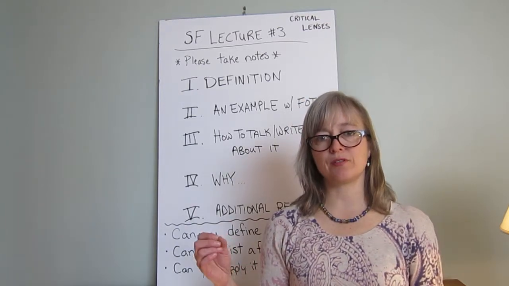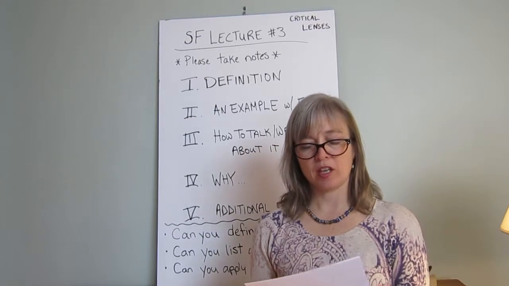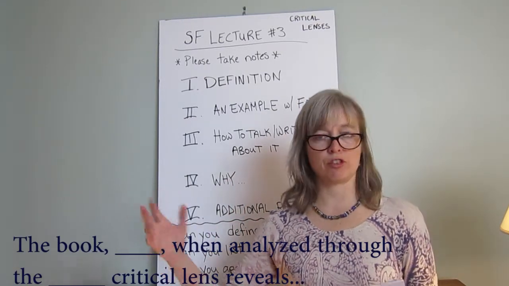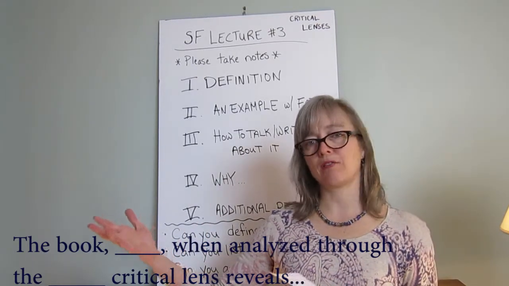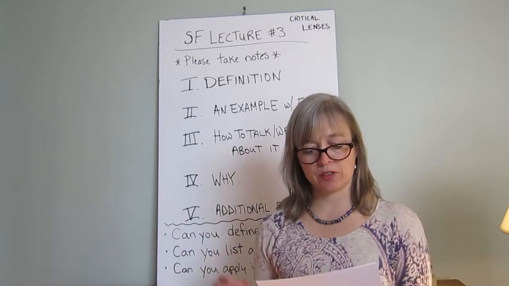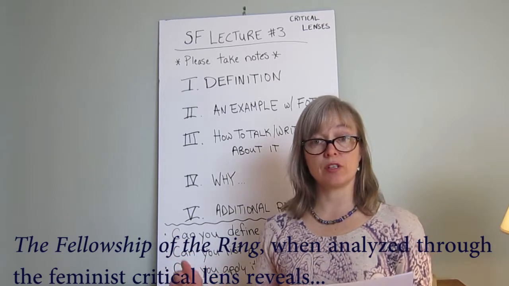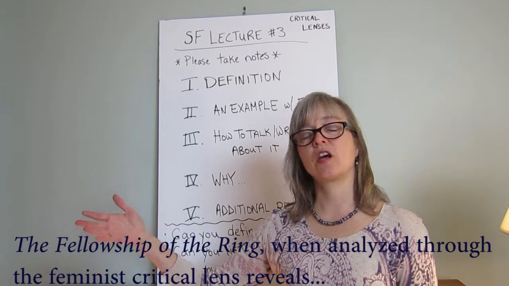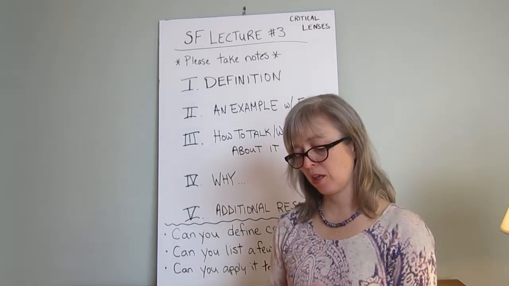So one little stem that can be helpful is you could do it like this: the book, blank, or Fellowship of the Ring, when analyzed through blank, whatever lens you've chosen, this critical lens reveals. So Fellowship of the Ring, when analyzed through a feminist critical lens, reveals, and then you have the start of your essay, if we were doing an essay on that.